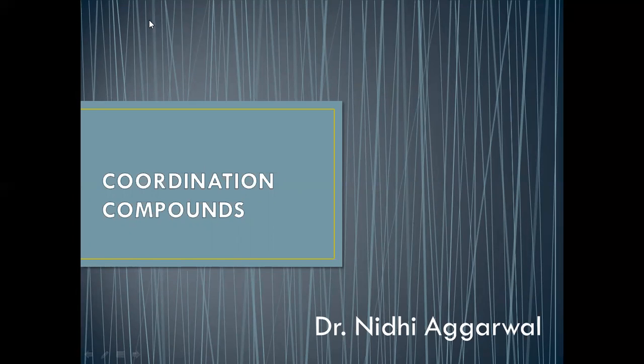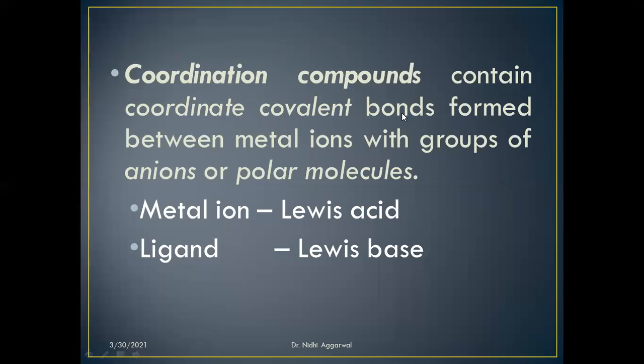Good morning, everyone. Today we are going to discuss coordination compounds. Coordination compounds are a class of compounds in which a metal is attached to the ligand through a coordinate covalent bond. Now, what is a coordinate covalent bond?